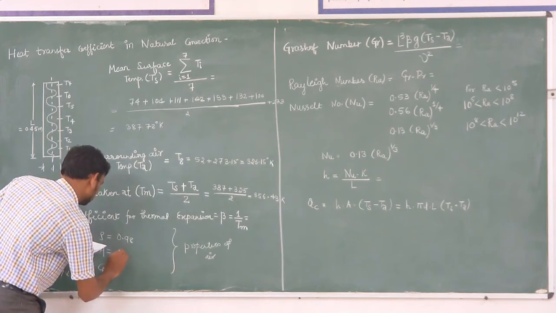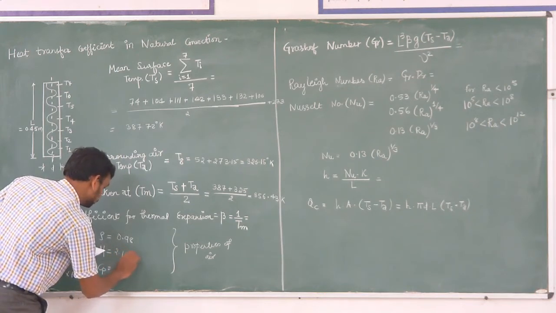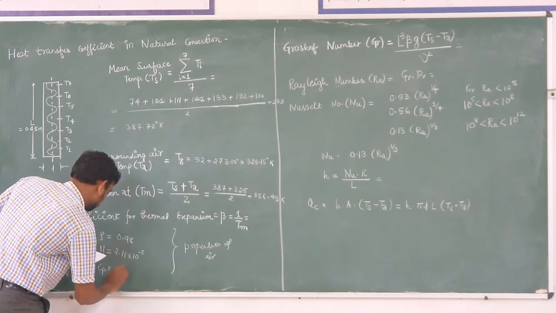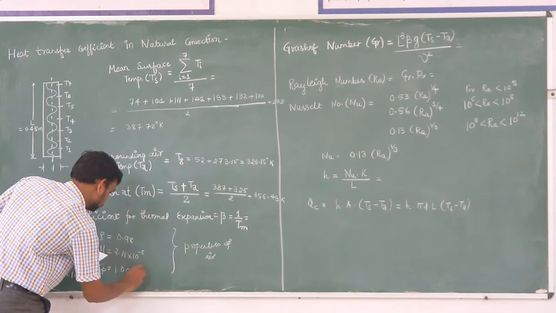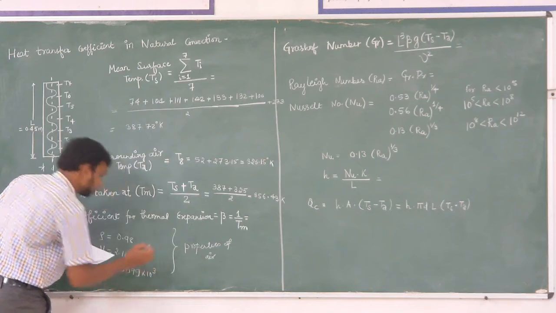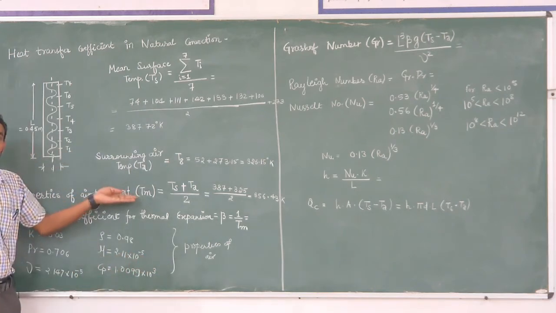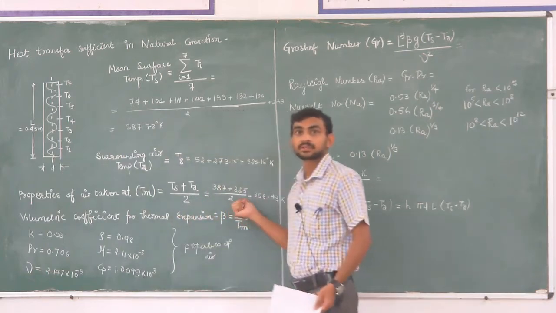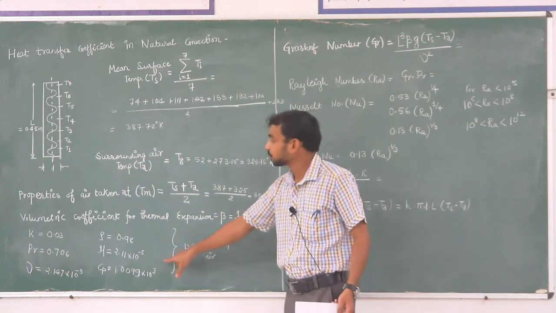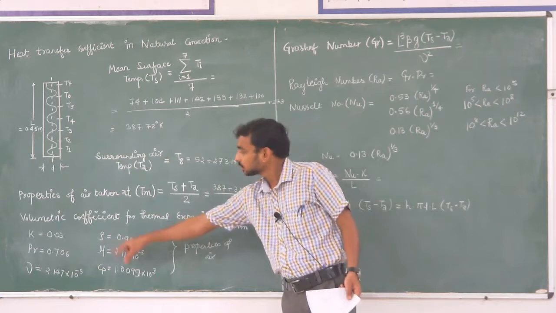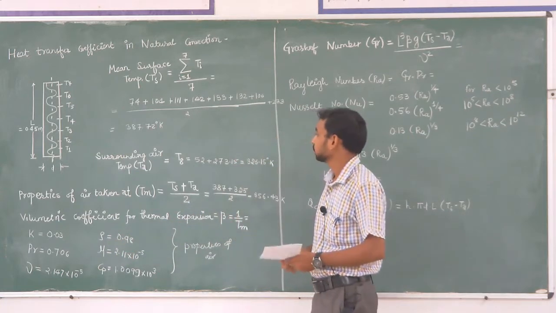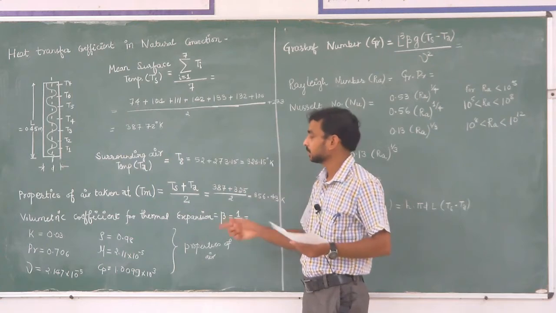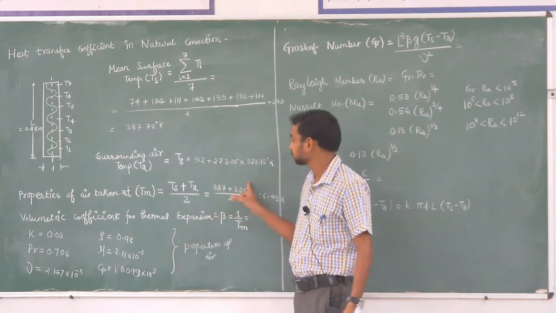mu 2.11 10 to the power minus 5 SI unit, Cp 1.0099 10 to the power 3 SI unit. So, at this temperature, all the properties of the air will be this. Okay. So, we have already noted down the properties of air at this temperature.